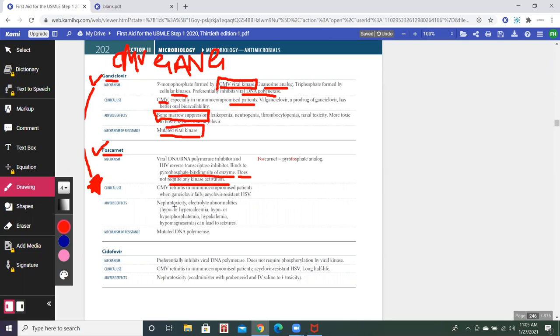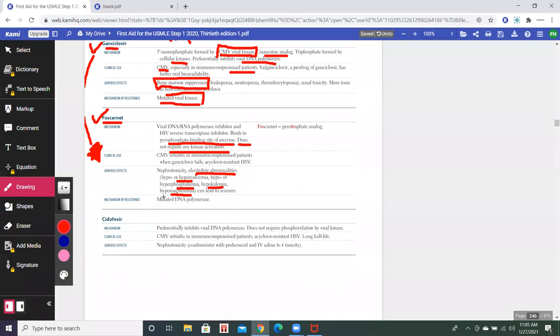Adverse effect wise, what I want you to focus on with foscarnet is electrolyte abnormalities. Foscarnet will cause hypo- or hypercalcemia, hypo- or hyperphosphatemia, or hypokalemia and hypomagnesemia. So foscarnet is very notorious for causing electrolyte abnormalities. And the resistance is that there could be a mutation of the DNA polymerase.